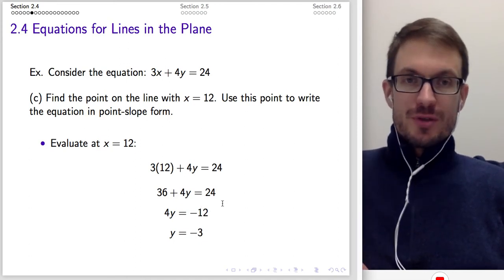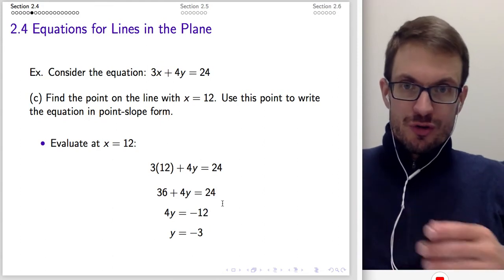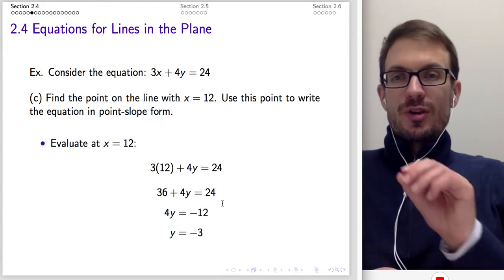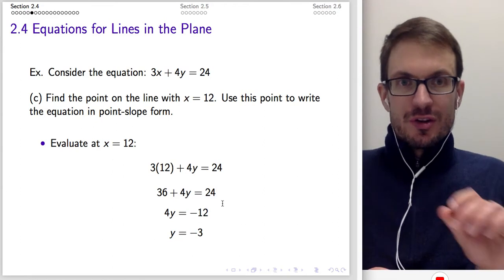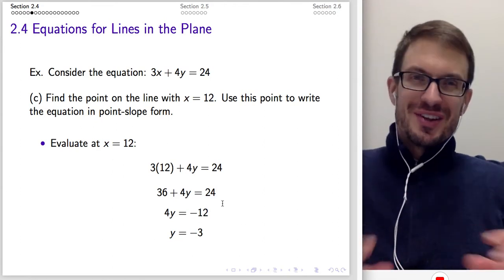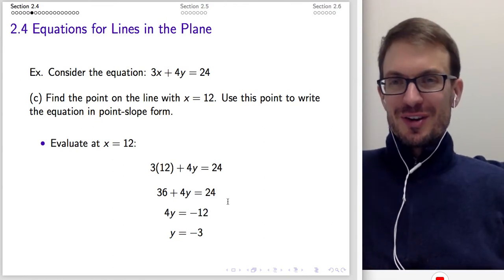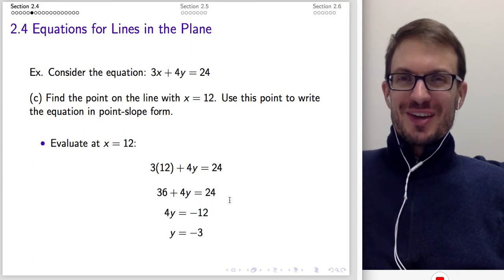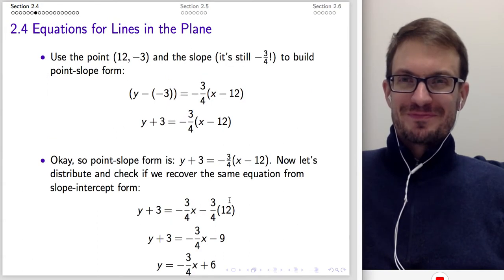And if you'd previously plotted those points, you can now go and draw in the point, the ordered pair 12, minus 3, and you'll see it lies on your line, unless you've done something wrong with your tick marks on your graph, in which case you just need a better graph.